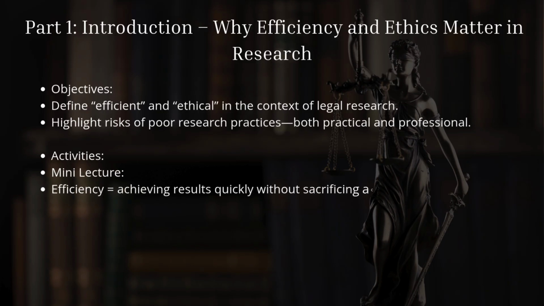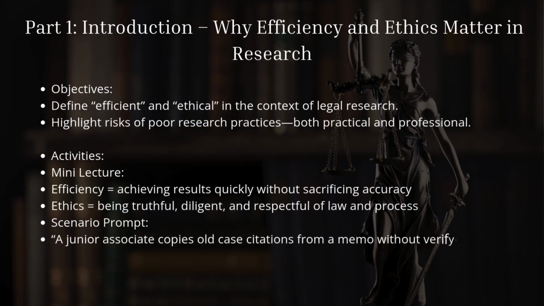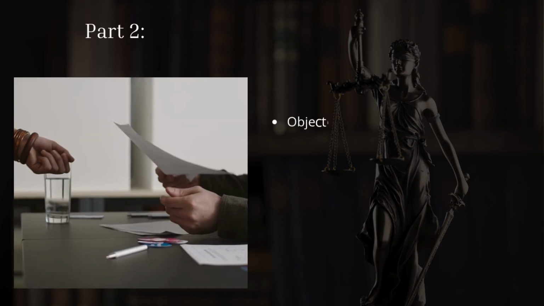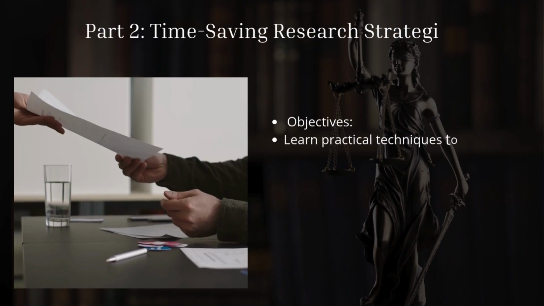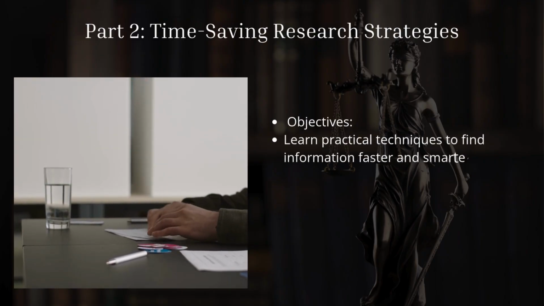Activities. Mini lecture. Efficiency equals achieving results quickly without sacrificing accuracy. Ethics equals being truthful, diligent, and respectful of law and process. Scenario prompt: a junior associate copies old case citations from a memo without verifying them. The judge finds one was overruled. What happens next?